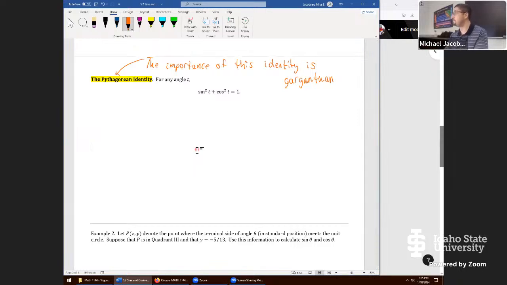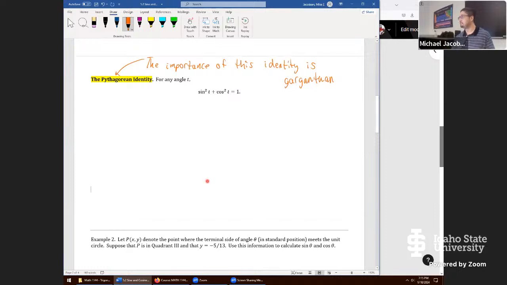Sorry, say again. How do you read this right here? You would say sine squared of t plus cosine squared of t equals 1. You are, yes. No parentheses at all on this one. It's kind of weird.